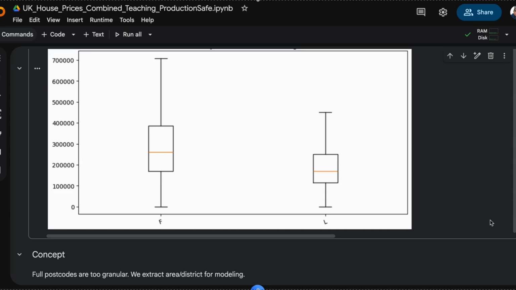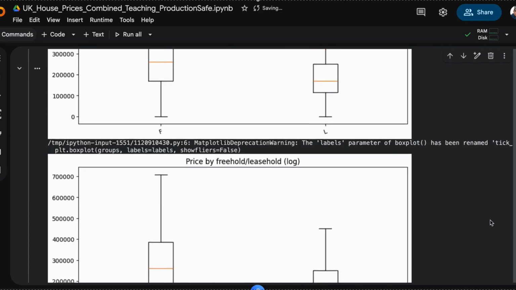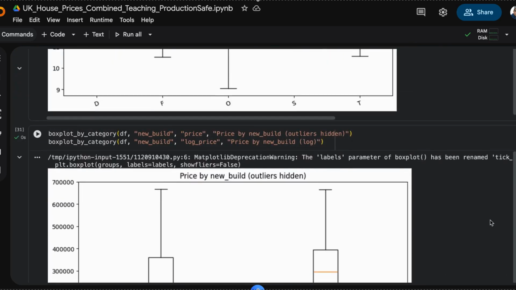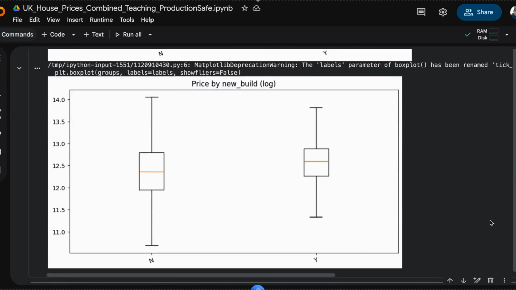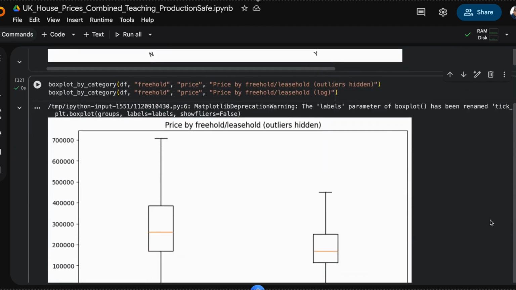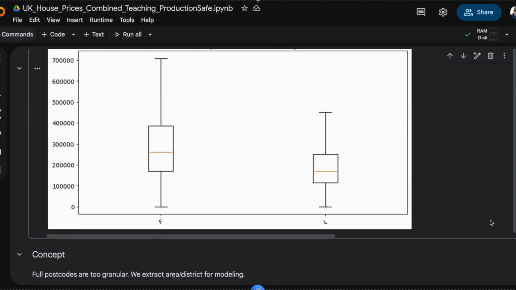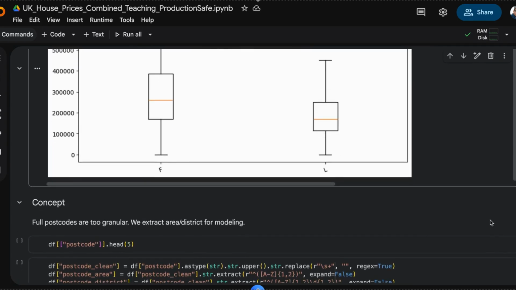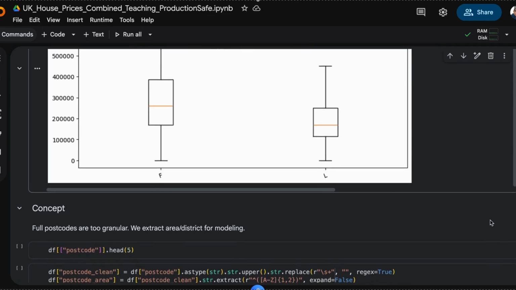From this categorical analysis, we observe property type strongly influences price. Detached properties command the highest median prices. New builds tend to be priced higher. Freehold properties appear more valuable than leasehold. These categorical variables clearly contain predictive signal. This validates the importance of proper encoding later.